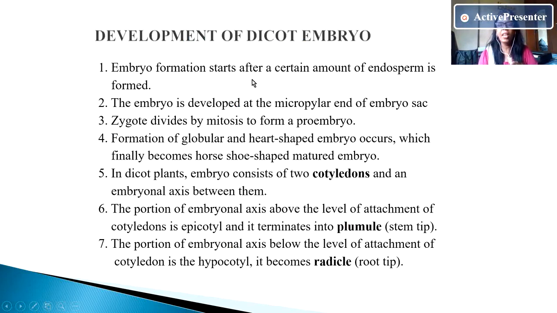Embryo formation starts after a certain amount of endosperm is formed. The embryo is developed at the micropylar end of the embryo sac, because the fusion between the egg cell, or female gamete, and the male gamete takes place near the micropylar end. The zygote divides by mitosis to form a proembryo. Formation of globular and heart-shaped embryo occurs, which finally becomes a horseshoe-shaped mature embryo.